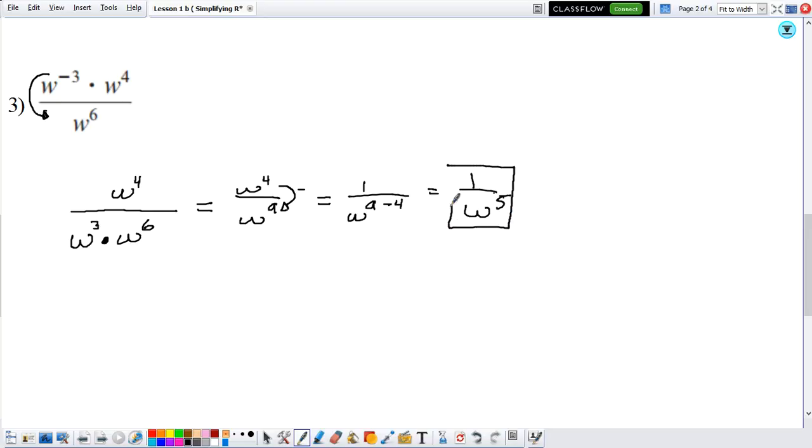Is your answer written in positive form? Yes, it is. So we're done. We're good to go. So one thing to consider is that if you have a negative, just make it positive right away and then move on with the simplification. I always like to multiply first if it's possible and then leave the division at the end.